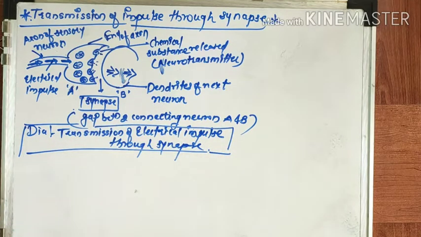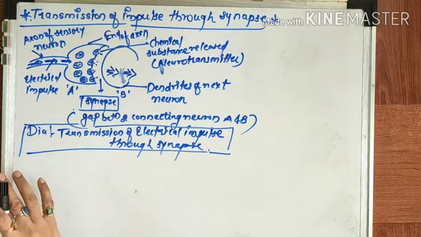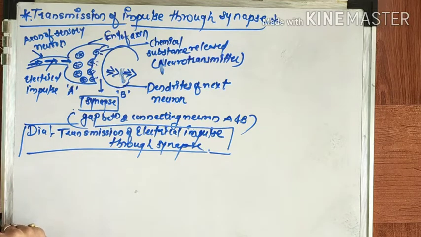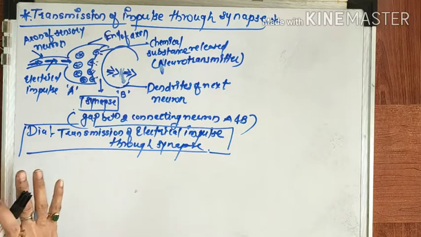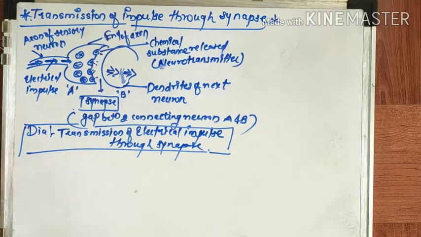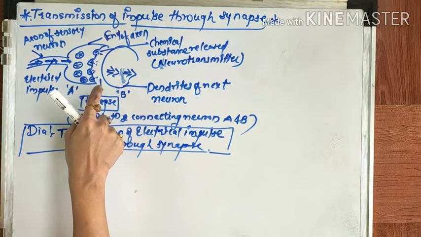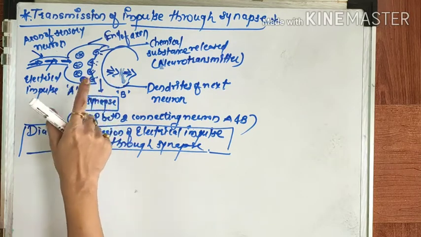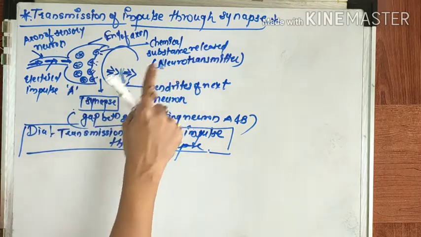Now see how the impulse is transmitted through the synapse. I will explain how the nerve impulse is transmitted from one neuron to another neuron of this nervous system. Any two neurons in the nervous system do not join to one another completely. Suppose this is A and this is B, two neurons I took. You can see there is a very, very small gap between these two neurons, by means of a chemical substance, known as neurotransmitter.